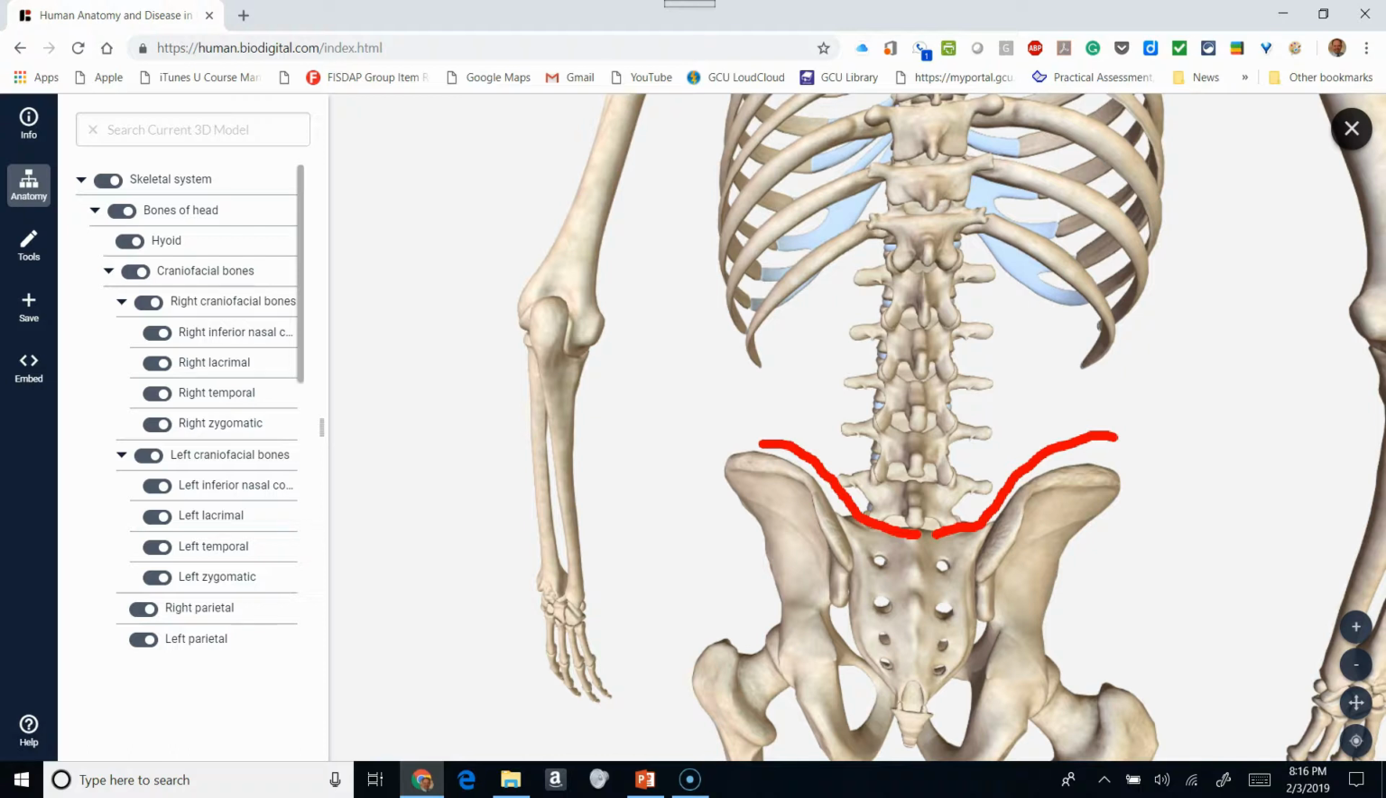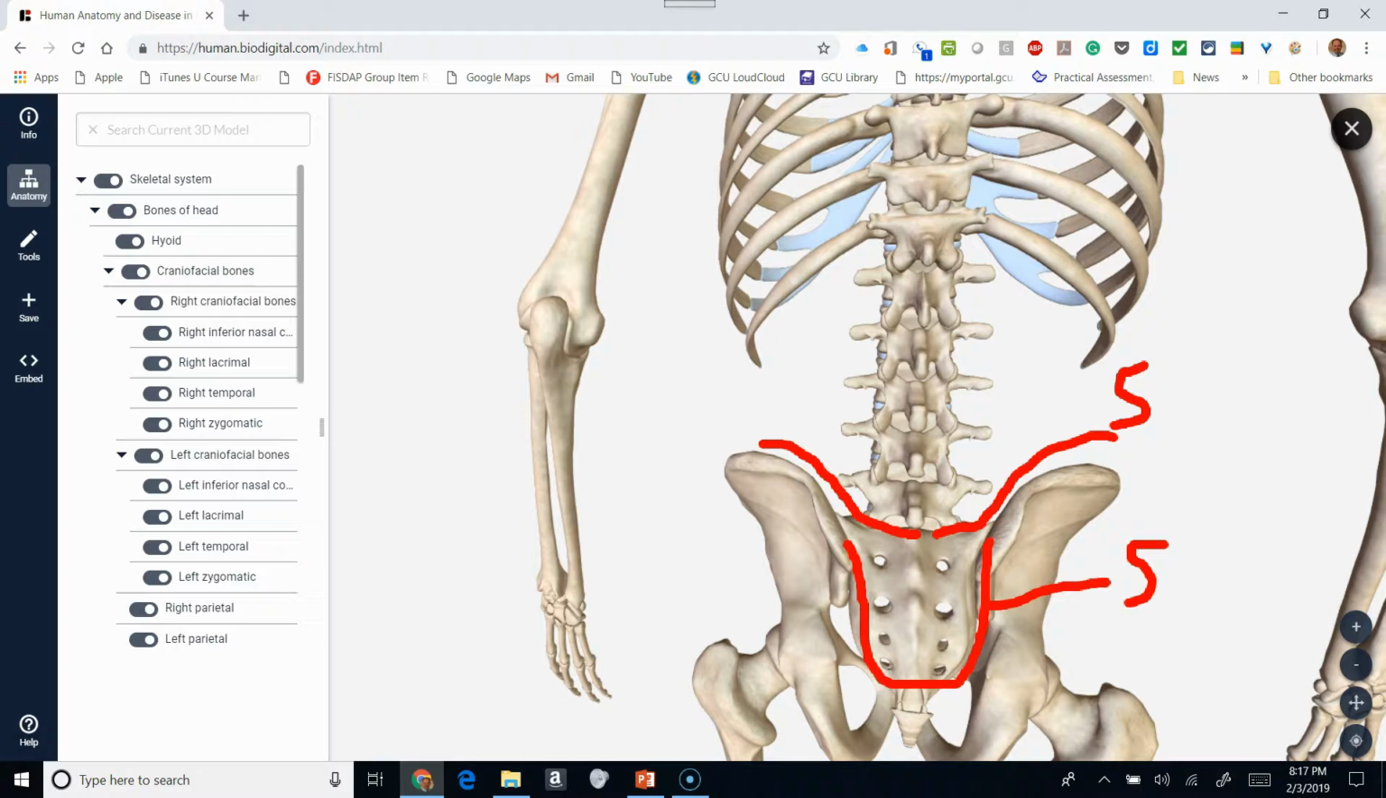And if you recall, we said that there were 5 vertebrae in the lumbar. Then we start getting into where the back of the pelvis is going to be right in through here. Okay, that back of the pelvis is going to be the sacrum, and that sacrum consists of 5 fused vertebrae together.